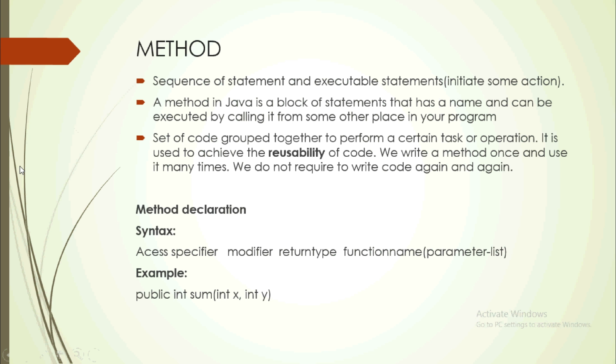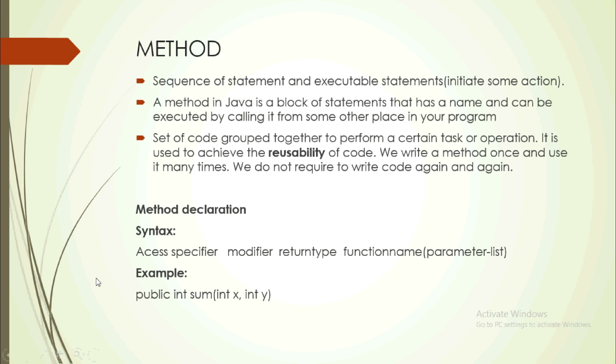So how do we declare a method? I have shown the syntax here: access specifiers, modifiers, return type, function name and parameter list. Access specifiers can be of any type; slowly we'll be learning about these in the next video. It can be public, private and protected. For now you need to learn this much only. Modifiers can be native, final, synchronized, static.